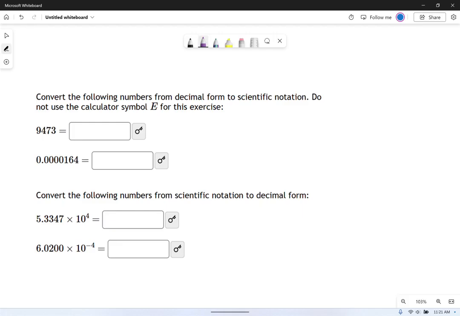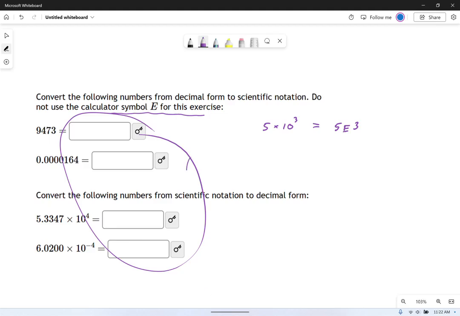Now, I have something in this problem that says, don't use that calculator symbol E. What I'm talking about there is, when I say something like 5 times 10 cubed, what I'm really talking about is 5,000. But a calculator, if it's in scientific notation, will write it as 5e3. That's perfectly acceptable, but it's just not going to work for this problem the way it's programmed. So just watch out for that.